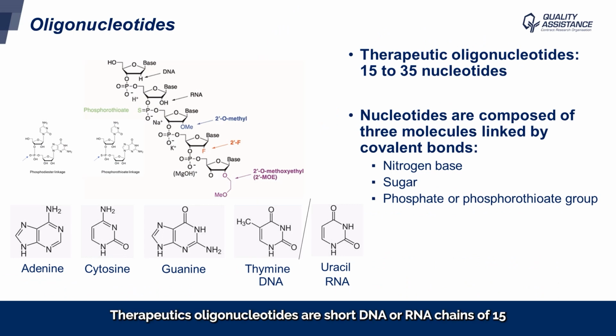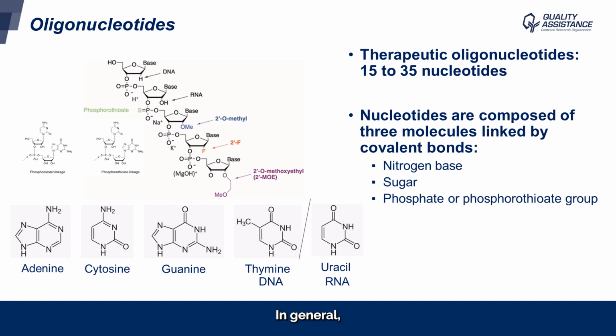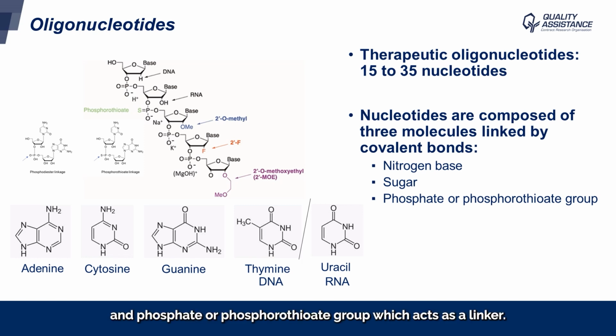Therapeutic oligonucleotides are short DNA or RNA chains of 15 to 35 nucleotides and have applications for a wide range of diseases. In general, the mechanism of action of these oligonucleotides is to interfere during the translation of genes into proteins. Each nucleotide is itself built from 3 molecules linked by covalent bonds: a nitrogen base, a sugar, either a ribose for RNA or deoxyribose for DNA, and a phosphate or phosphorothioate group which acts as a linker.